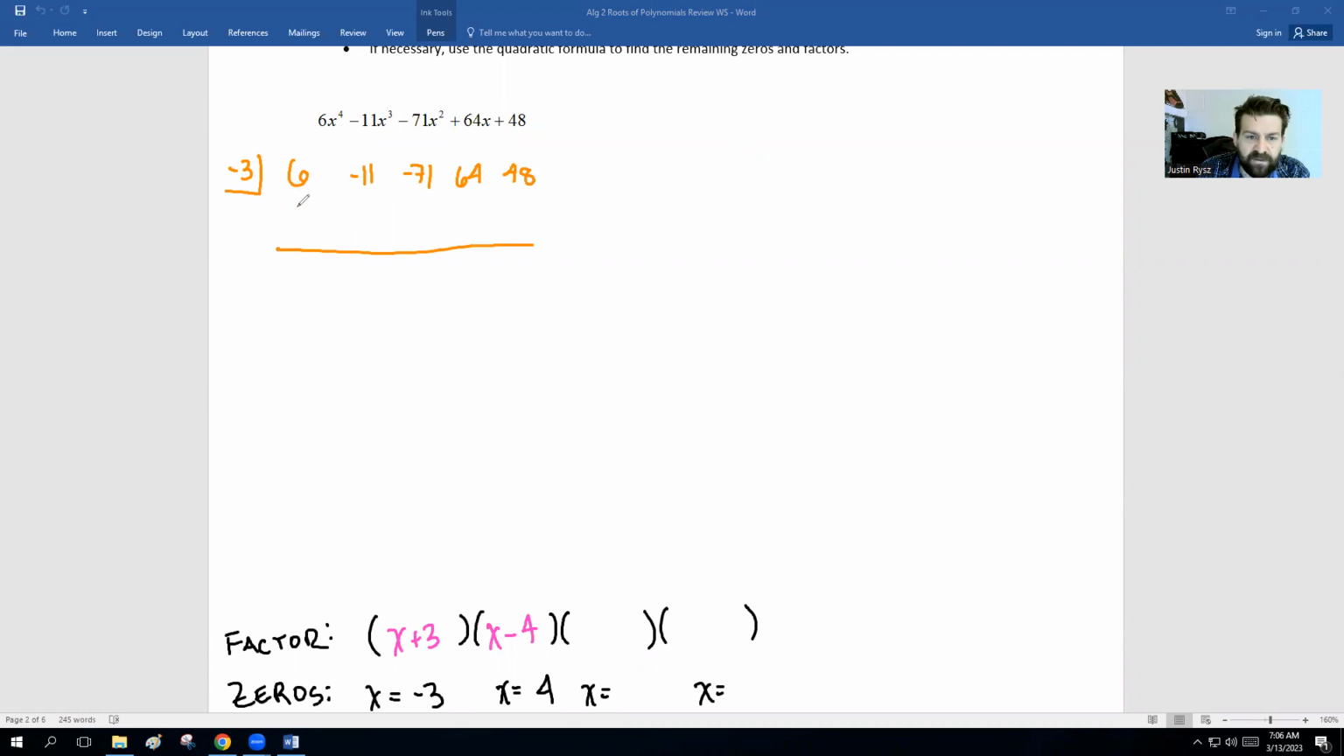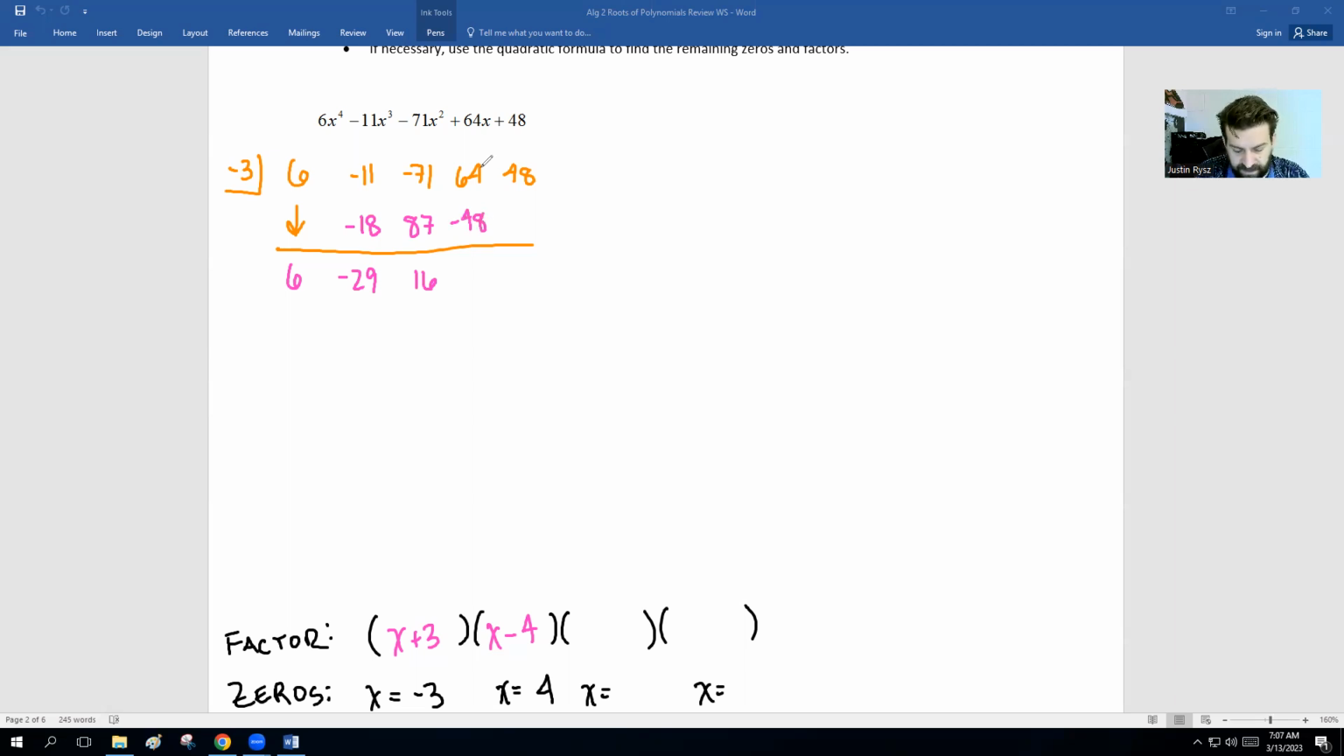So let's break this polynomial down. Remember, you always drop the 6 first, and then you start multiplying and adding. So 6 times negative 3, that is a negative 18. We add negative 11 and negative 18, that's negative 29. All right, negative 29 times negative 3 is a positive. Is that 81? No. It is 87. All right, and if we add negative 71 to that, we get 16. All right, 16 times negative 3 is, just using a calculator here, negative 48.